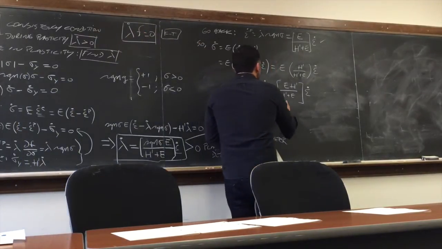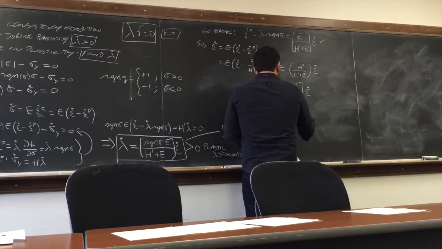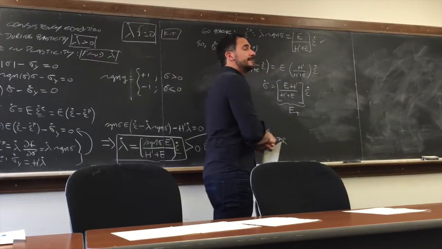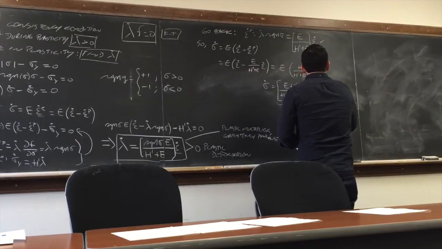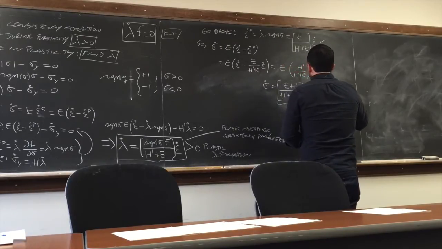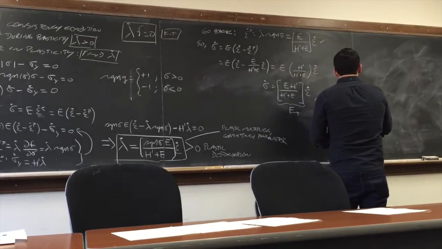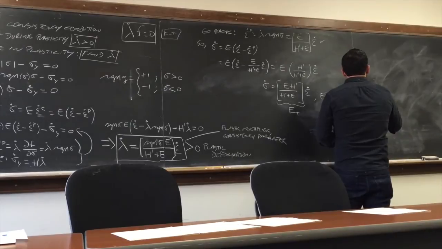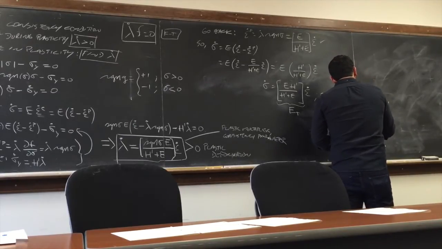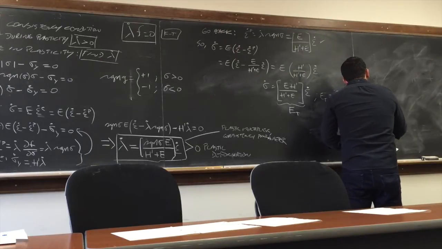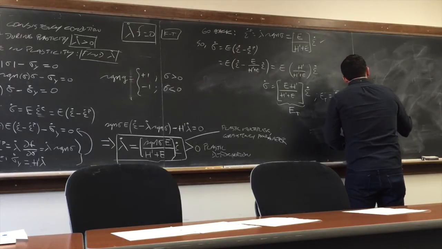And therefore you discover that this guy is E_T. Your tangent slope, or your tangent modulus, is always equal to this plasticity. Again, what does that mean? When F equals 0 and when lambda dot is greater than 0.